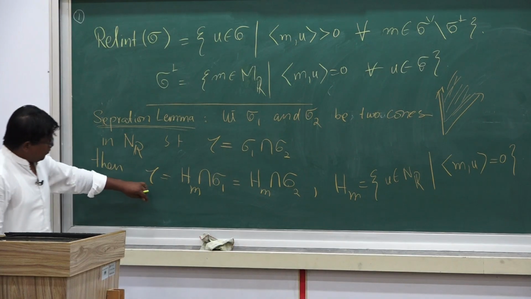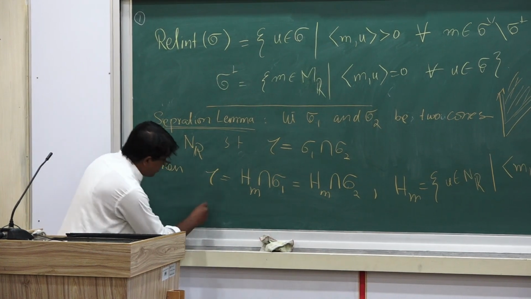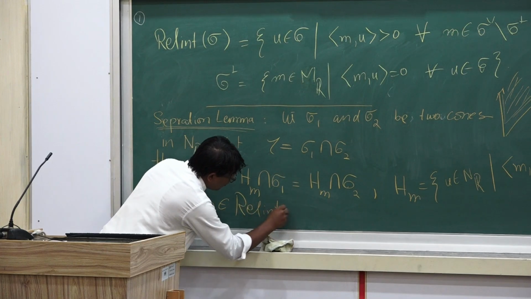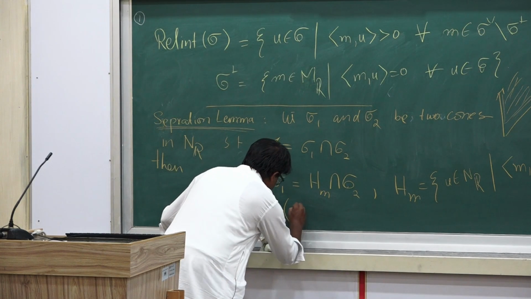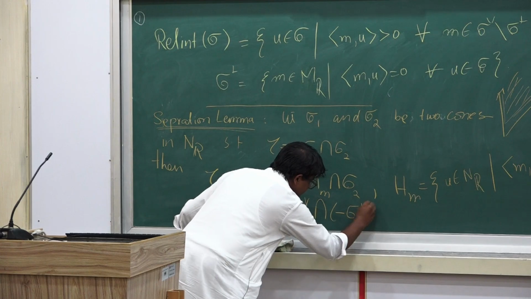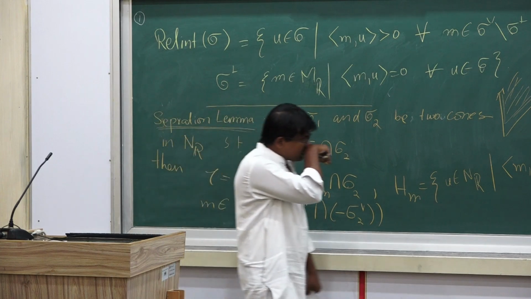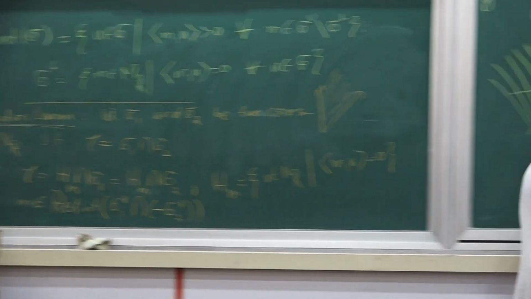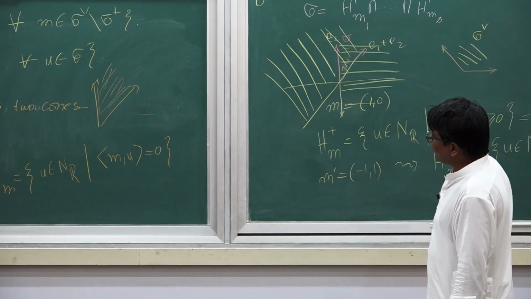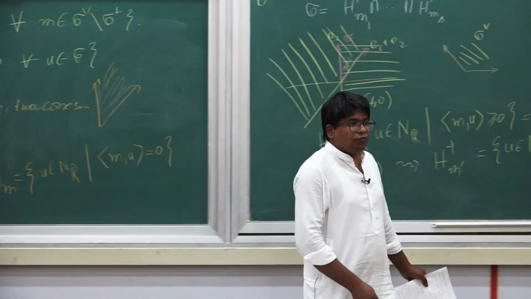So, in other words, I can take this tau to be this, where this m which I am taking belongs to the relative interior of my cone sigma 1 dual intersection with minus sigma 2 dual. Okay. So, this lemma is called the separation lemma, and this is a very basic lemma in the theory of rational polyhedral cones. So, if you have a common face, that common face can be realized in this way.